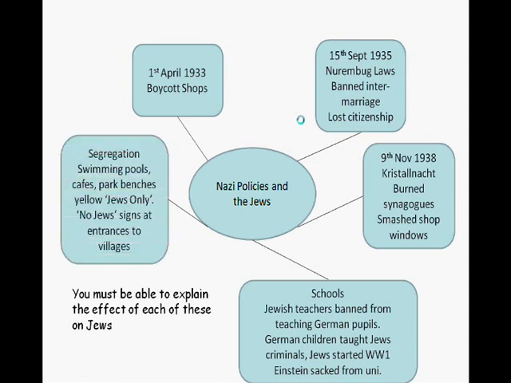Then we come on to segregation. Jews had different swimming pools, cafes. There were park benches that were painted yellow, saying Jews only. There were many no-Jews signs at entrances to villages. So there's lots of stuff there you could write.